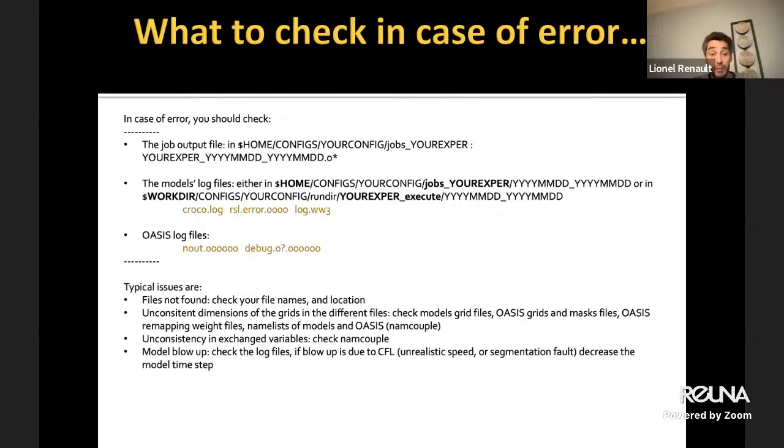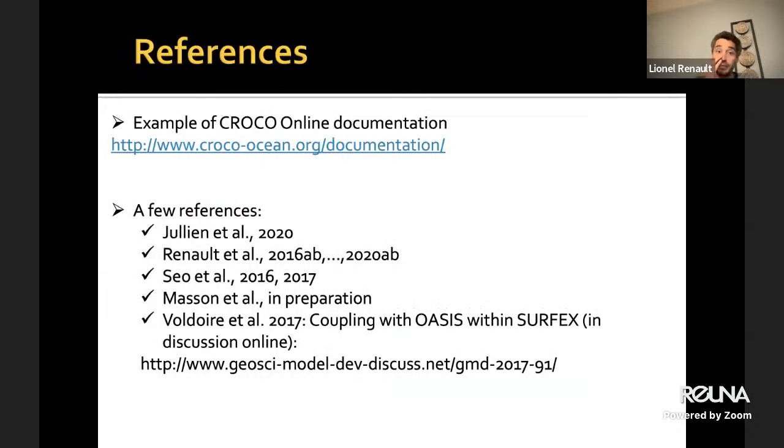And if we have a blow up in the model, in that case, we want to check the CFL. We can have a very large speed. And in that case, it's very easy. The classic way in CROCO, you have to decrease the model time step, and you want to make sure that the coupling time step is still proportional to the CROCO time step. You will find some examples on the CROCO official website, and I put some references here. So later this afternoon, you will use the script, thanks to Andres and Gildas. Thank you.